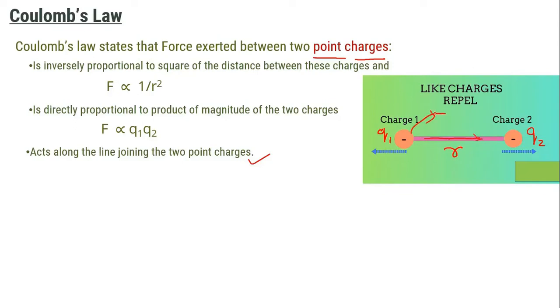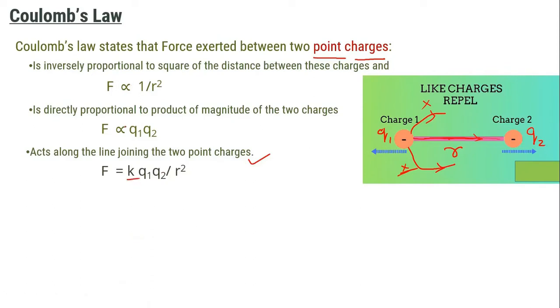It never acts along any other line. If we draw another line, no, the force will not be acting in that direction. There is only one particular direction in which Coulomb's force will be acting. On combining these factors, what do we get? F equals K Q1 Q2 by r square.